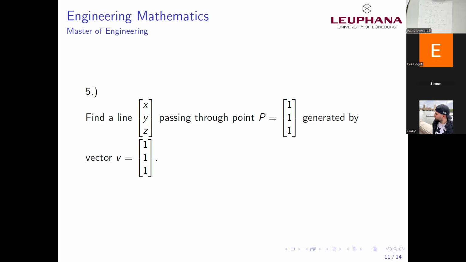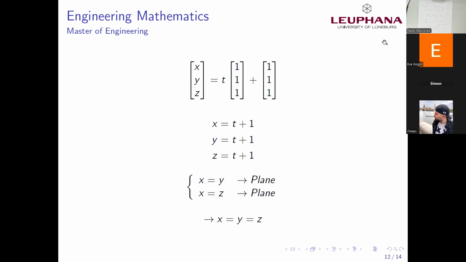Find the line, now more explicit, as in the exam exercise. The line in dimension 3, characterized by x, y, z, passing through point P = (1, 1, 1), generated by vector V = (1, 1, 1). Here the points and the vectors are the same. Formally that is fine, but practically you could make mistakes if you invert the rows. Apply the definition.